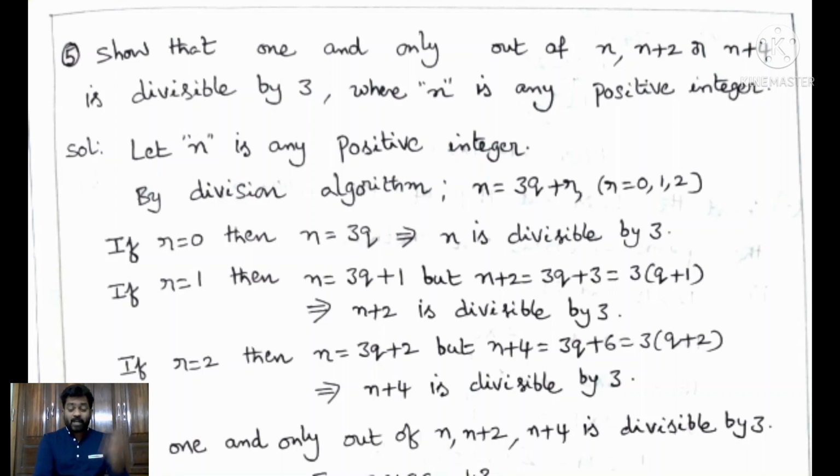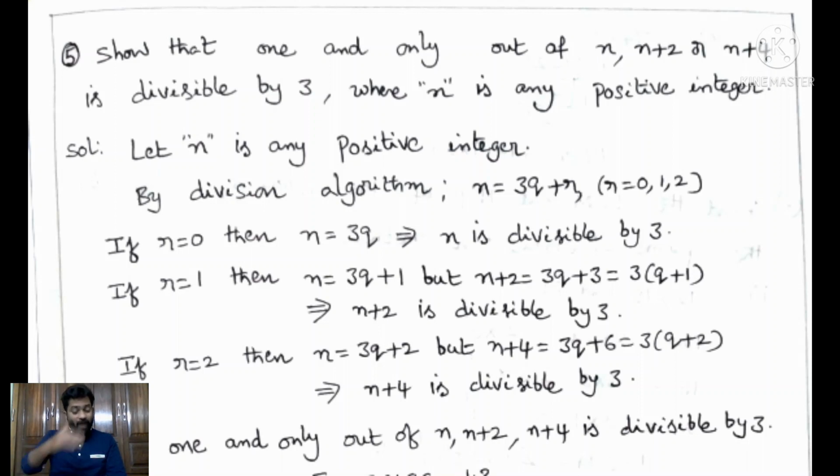If r equal to 0, then n equal to 3q. That implies n is divisible by 3. If r equal to 1, then n equal to 3q plus 1. But n plus 2 is equal to 3q plus 2 plus 1, that means 3q plus 3. 3 is common. 3 into (q plus 1). That implies n plus 2 is divisible by 3.